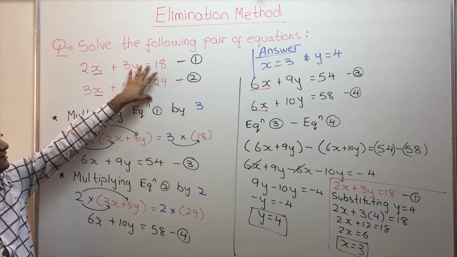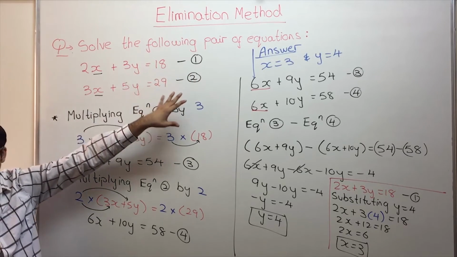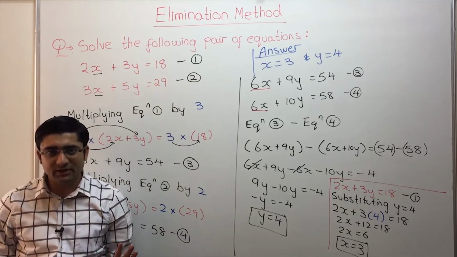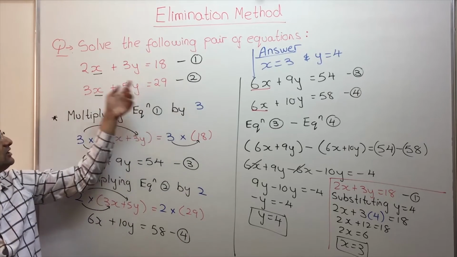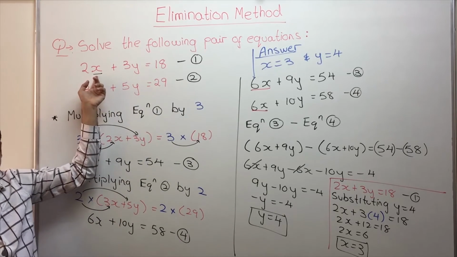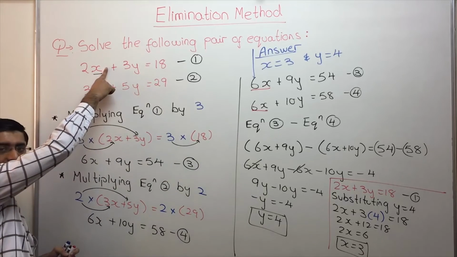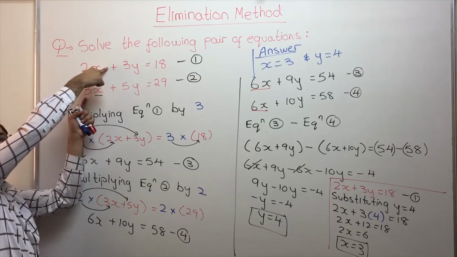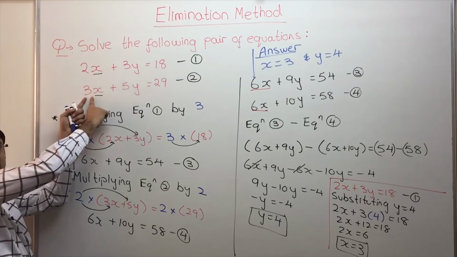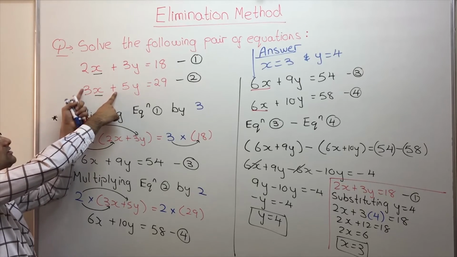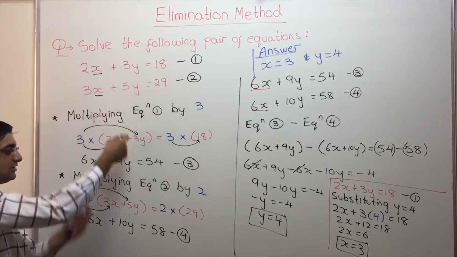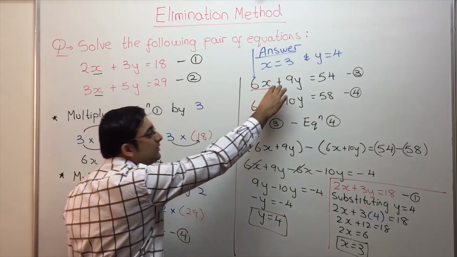So the first step is take your two equations, label them 1 and 2. Now choose the variable you want to eliminate, either x or y. So let's say I want to eliminate the variable x. How do we eliminate it? Multiply the first equation by the coefficient of x in the second equation. So multiply equation 1 by 3 and multiply the second equation by coefficient of x in the first equation. So you'll get two more equations, write them down over here.